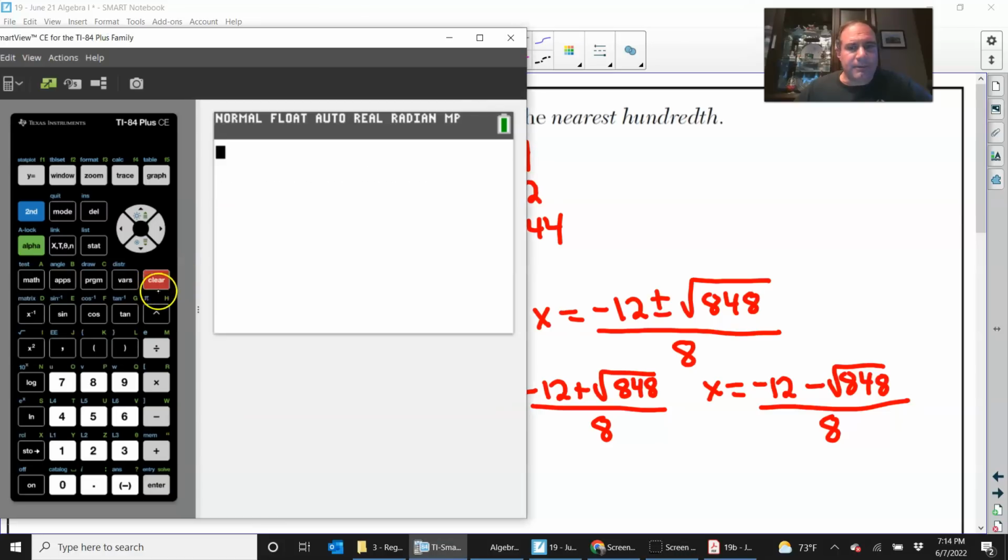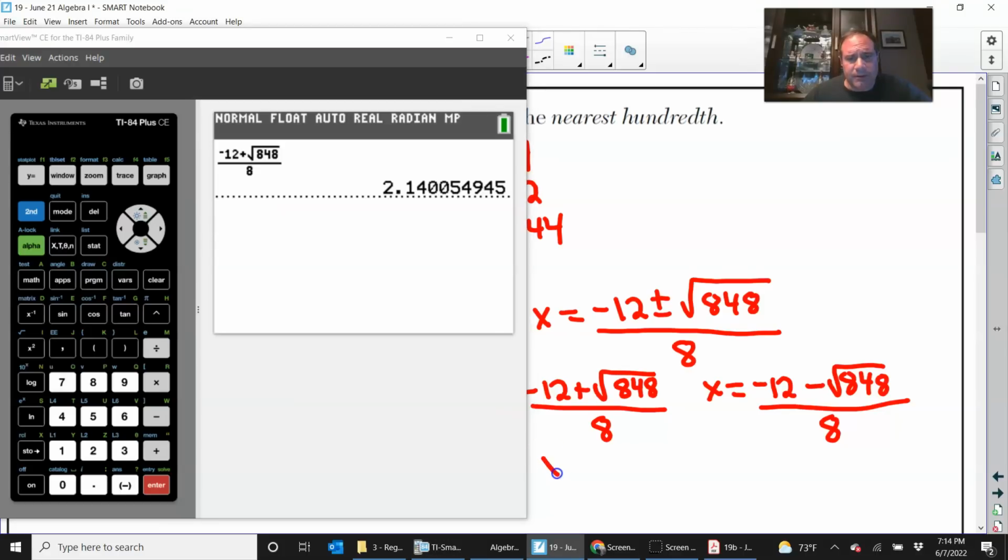All right. And I'm going to put the whole thing in this time. So I'm going to put it in as a fraction. So I'm going to press alpha x. I'm going to put negative 12 on the top there as the numerator plus the square root of 848 over 8. And I'm going to press enter, and I'm going to get 2.14 nearest to 100th. So I'm going to put x and squiggly equal sign 2.14. And I'm going to do the same thing.